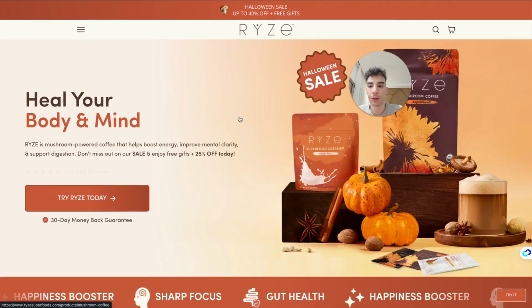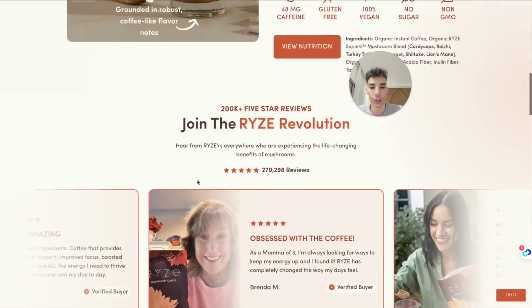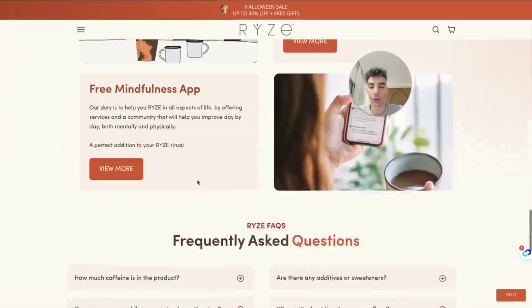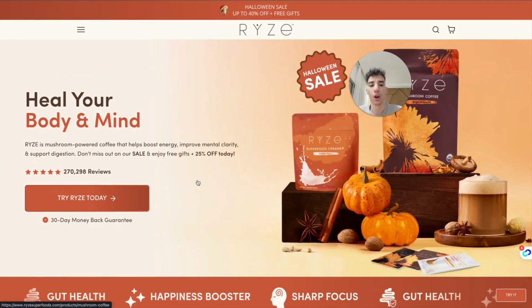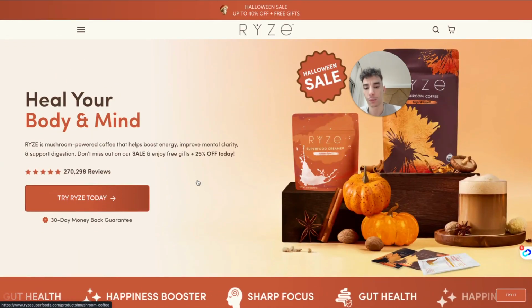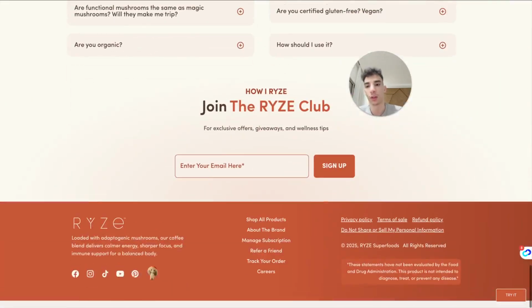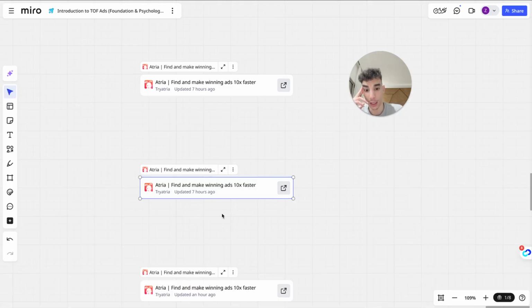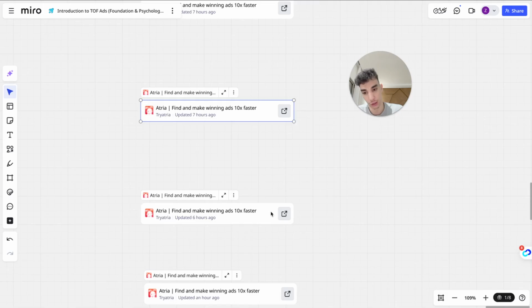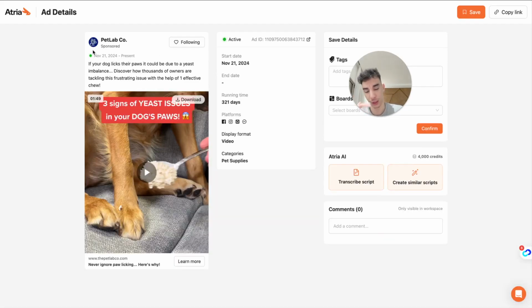So let's see the landing page: heal your body and mind, covering all aspects of health. This is what I didn't like, to be honest. I would prefer a much more aligned landing page, specifically for these angles of the body, about how these products actually help fix it. More aligned stuff with that, to be honest. But overall, it's a good top of funnel ad. If the alignment gets much better, you're probably going to crush it even more. And this brand's already crushing it, so maybe they know what they're doing.